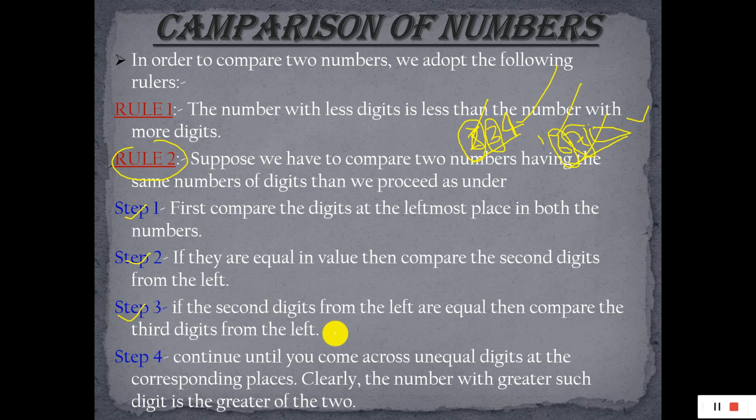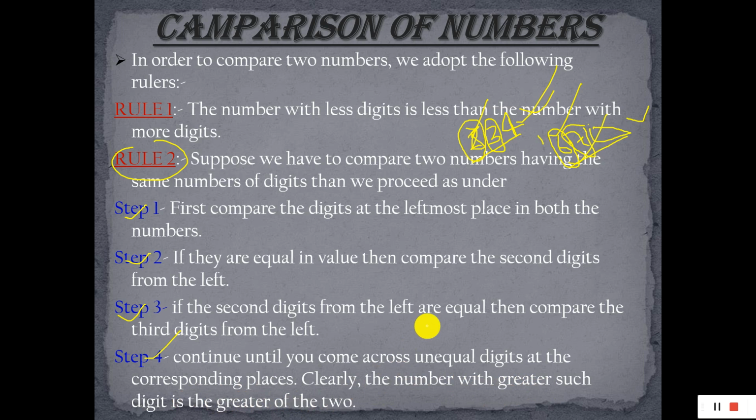Third step, if the second digits from the left are equal, then compare the third digit from the left. Similarly, if the third digits are equal, we continue this process, and so on. Step 4, continue until you come across an unequal digit at the corresponding place. Clearly the number with the greater such digit is the greater of the two.